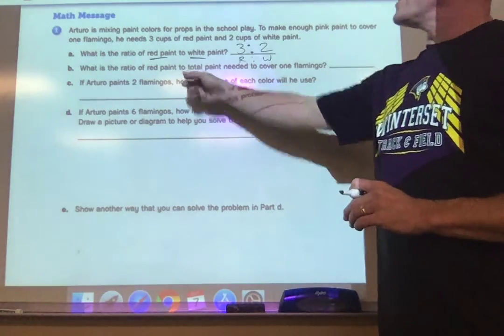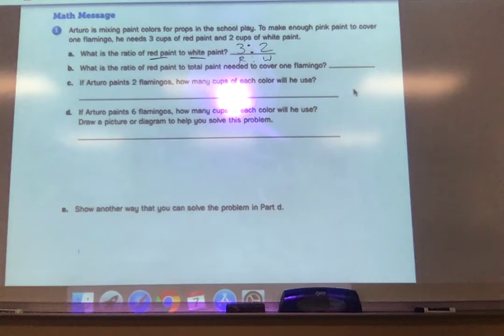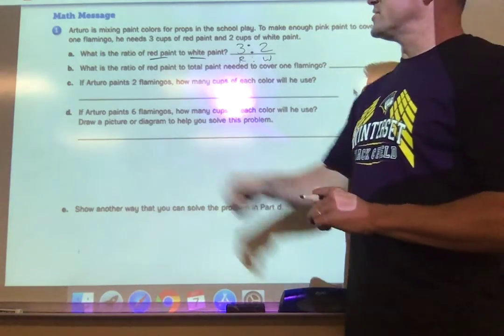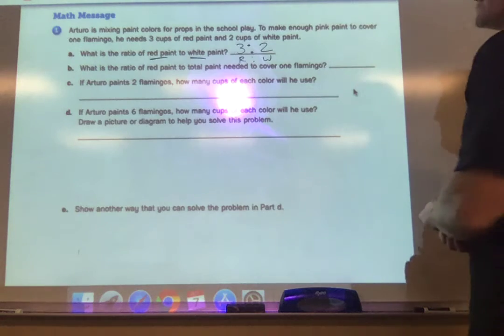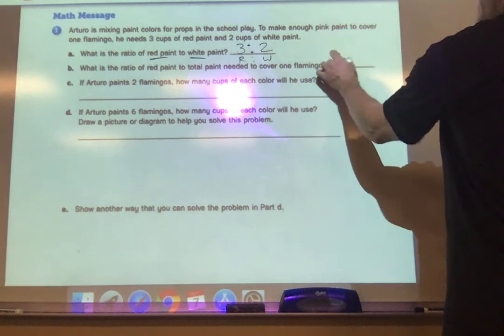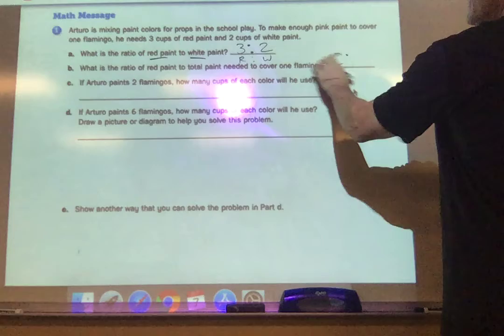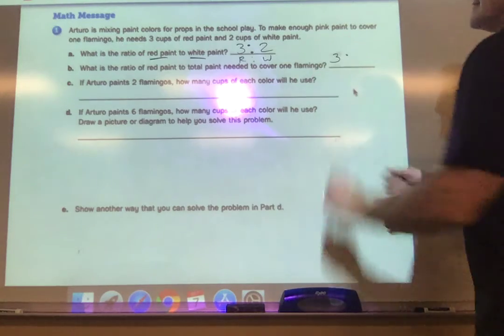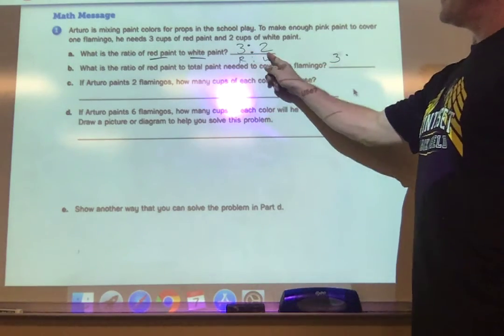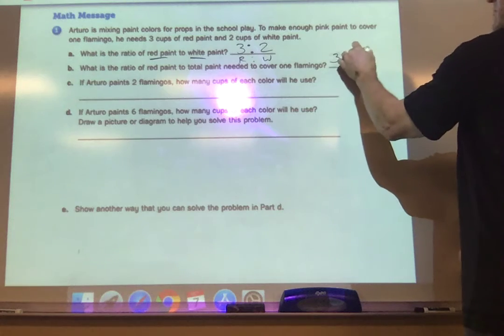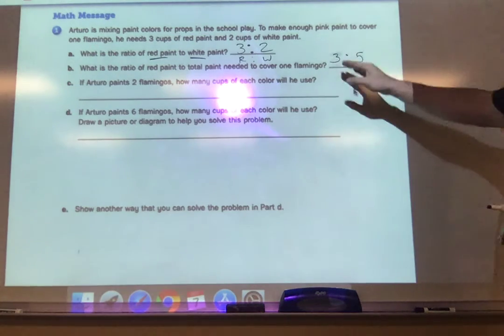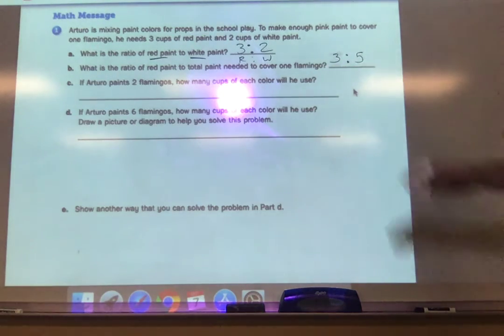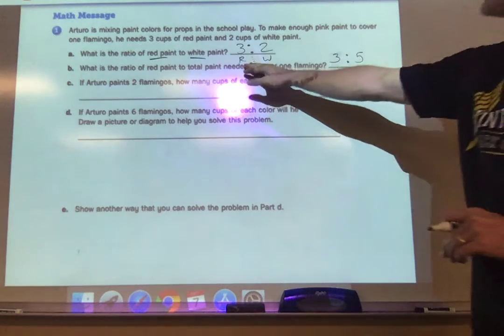So in part B, what is the paint ratio of red paint to total? This was part to part. Now we want part to total. For red paint, we have 3 reds. Compared to the total, I have to add up the red plus the white. So this would be a 3-to-5 ratio if I look at it from part to total. So 3 out of every 5 have to be red, which means the other 2 would have to be white, which matches up with our ratio here.